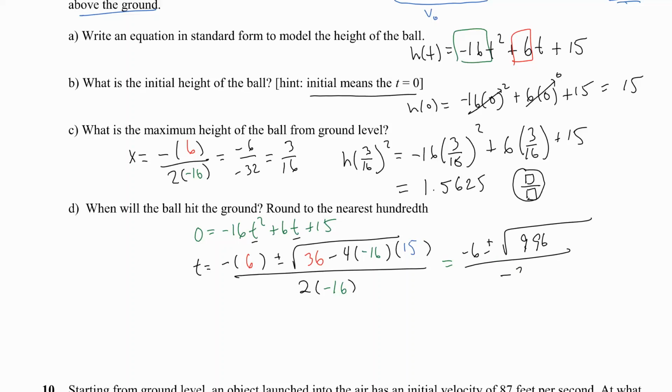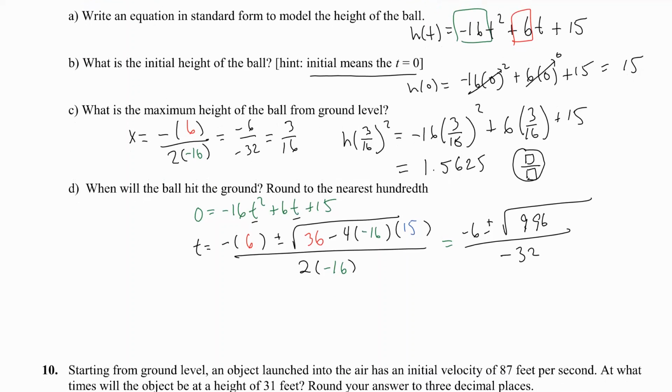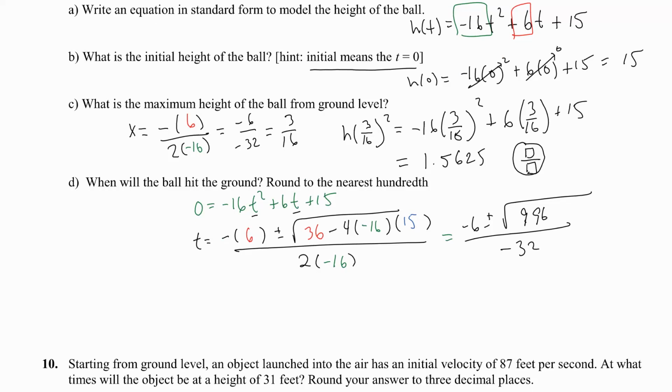the square root of 996 over negative 32. It did say to round to the nearest hundredth, so I don't need to even try to simplify that square root, because it is asking for a decimal approximation. So we're going to split that problem into two different expressions. The first one, t equals negative 6 plus the square root of 996 over negative 32. Just go into Desmos or some graphing calculator that you have and type that in there.